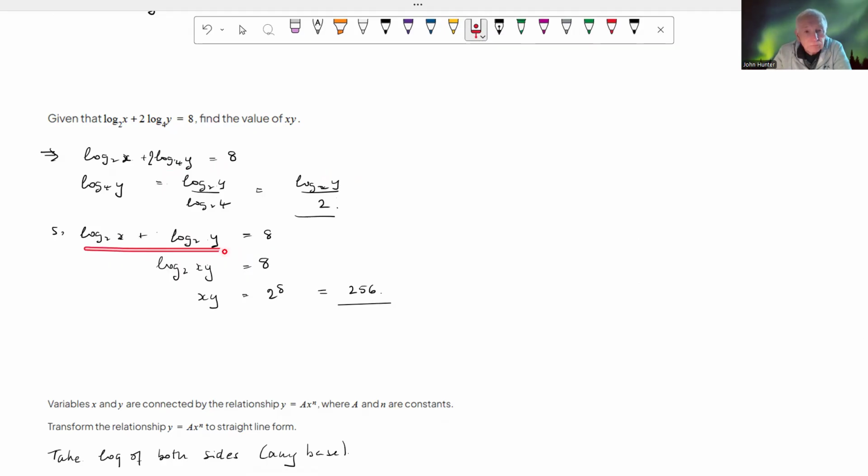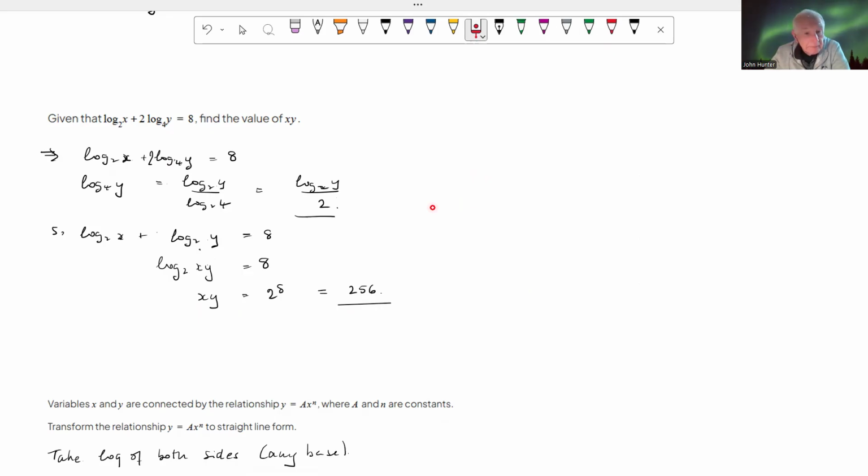First log rule, we can write those as a single argument. That's log base 2 of xy equals 8. So xy equals 2 to the power of 8. That is exponentiating both sides base 2. 2 to the power of 8 is 256. So that is what xy is.